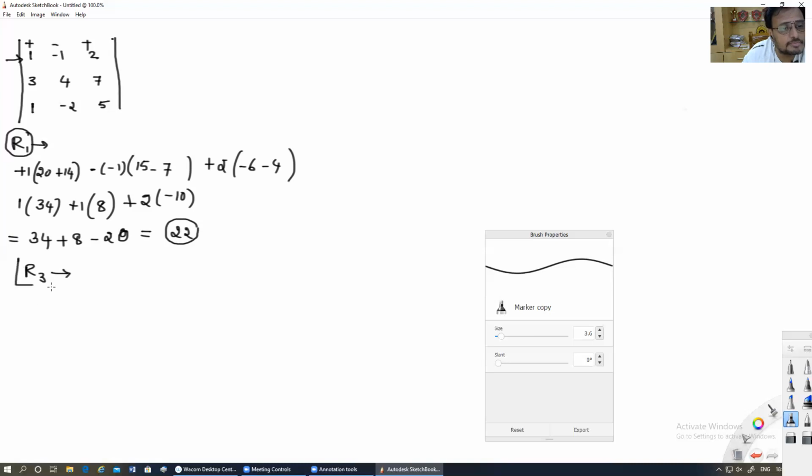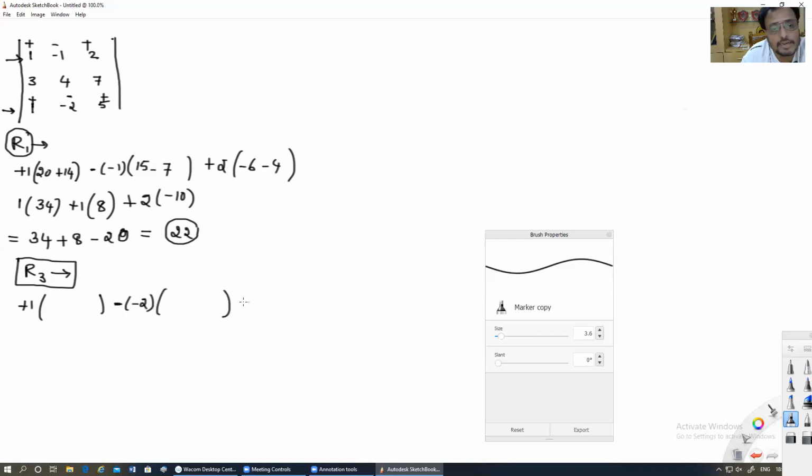So now R3. What happened? R3 means here, this R3. Yes, plus, minus, plus. It will start from plus now. You go plus, minus, and plus. So plus 1, open the bracket. Next, row 3, top sign minus, and minus 2 we have taken, and open the bracket.